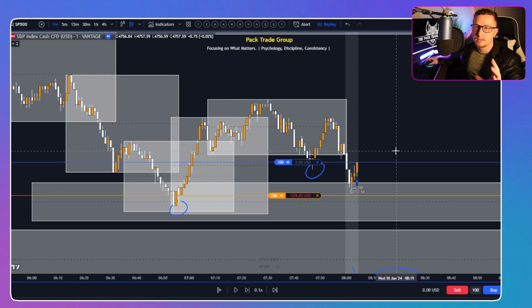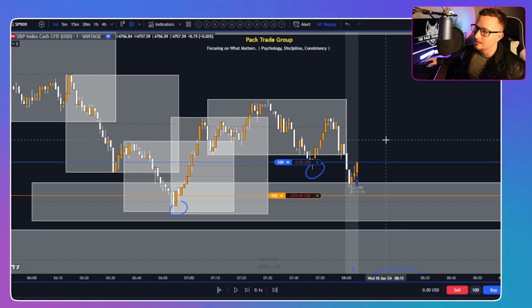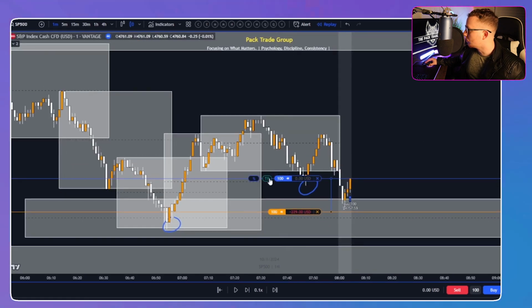And this is what I want you guys to understand when it comes to trading: you have to understand that the risk that you use when it comes to your stop loss, you have to already just write off, okay, I'm happy losing, in this case, $229 for the reward of gaining $881.